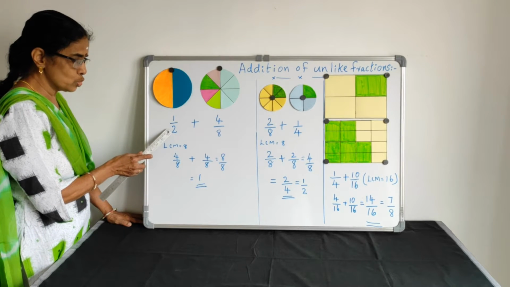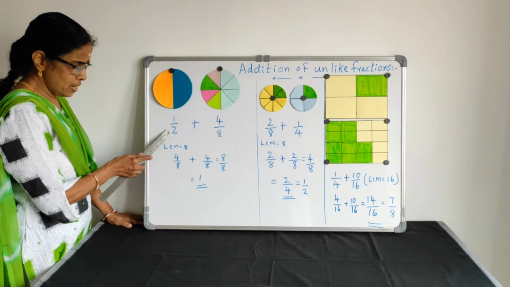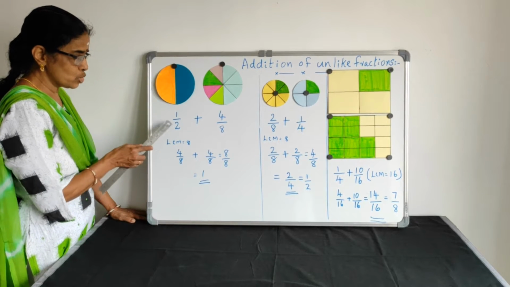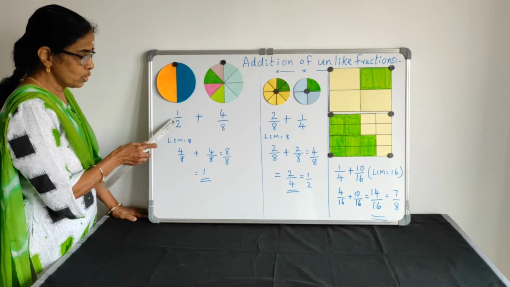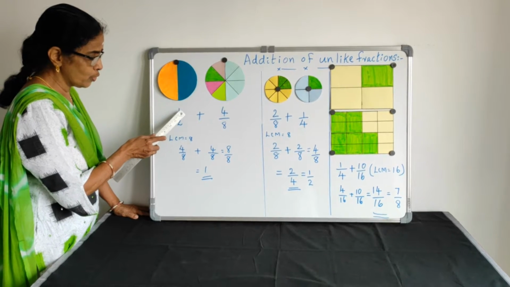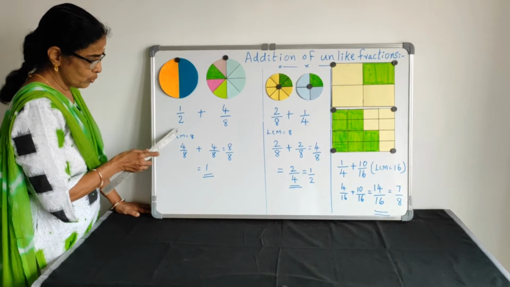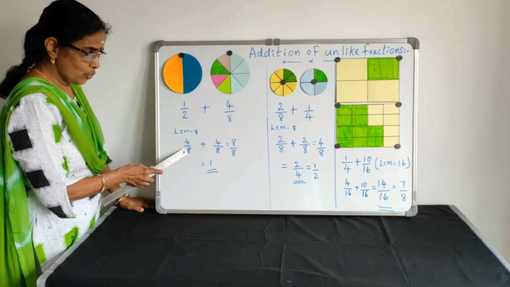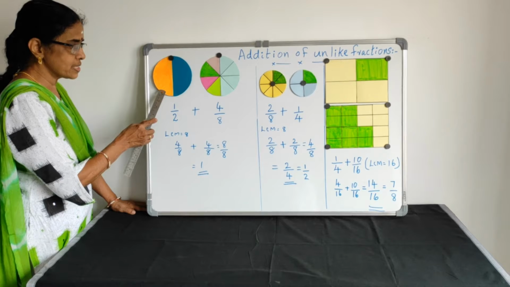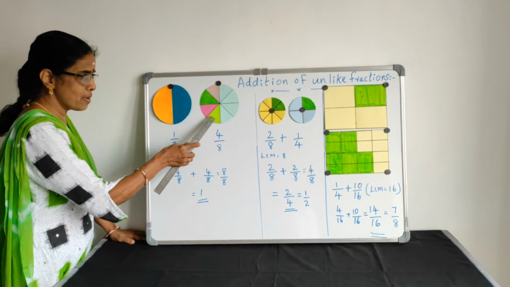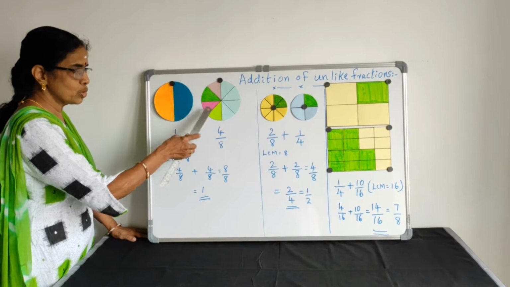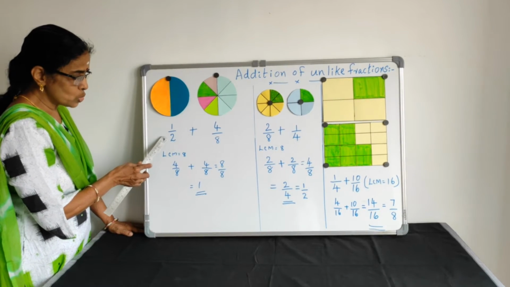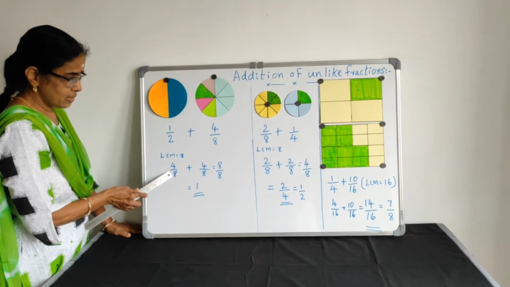What is 1 by 2? Multiplying by 4 by 4, we are getting the denominator 8. So, multiply 1 by 2 into 4 by 4. 1 into 4 makes 4. 2 into 4 makes 8. 1 by 2 is the same as 4 by 8. Look at the picture. Both represent half. So, instead of 1 by 2, we are writing 4 by 8.